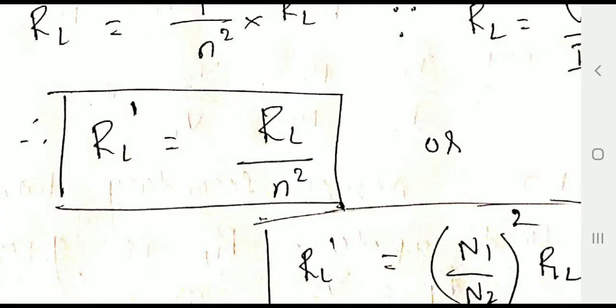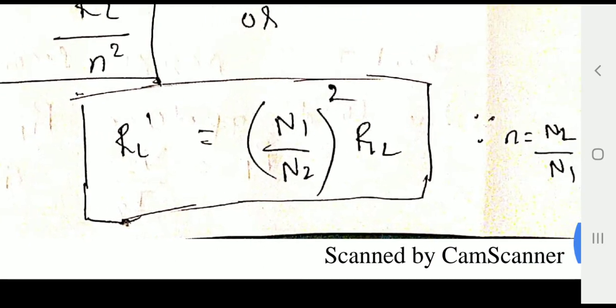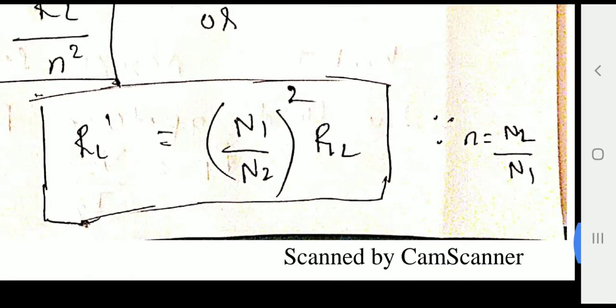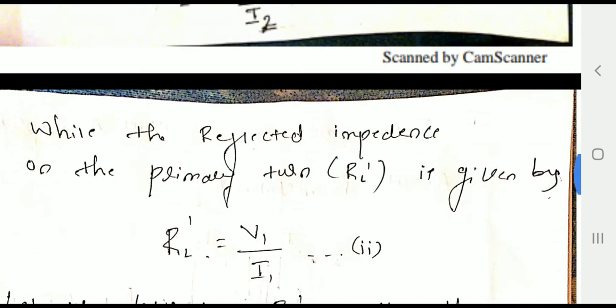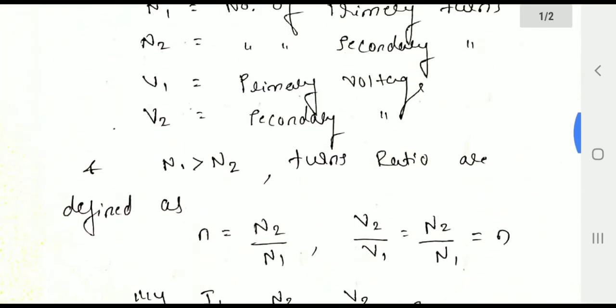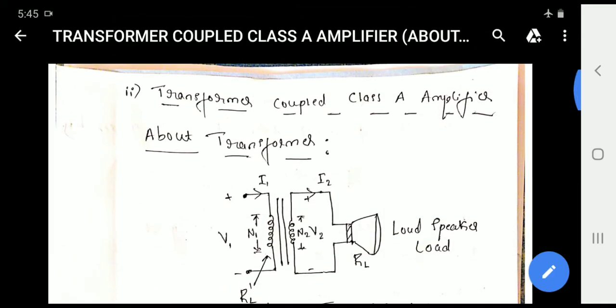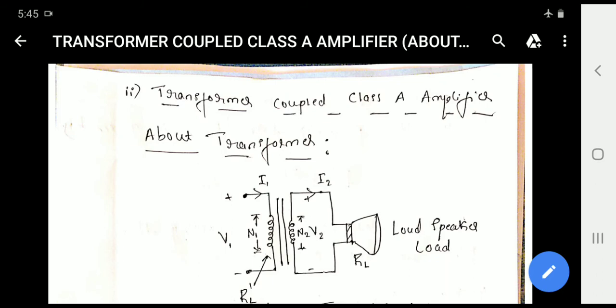So this is what we have obtained in terms of the turns ratio and the load resistance RL across the secondary winding, where RL dash is the reflected load across the primary winding. This is also written in terms of N1 by N2, because n is nothing but N2 by N1. So this is about the transformer which is used in the topic transformer coupled class A amplifier.